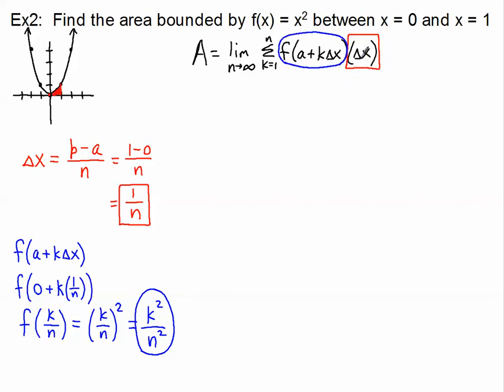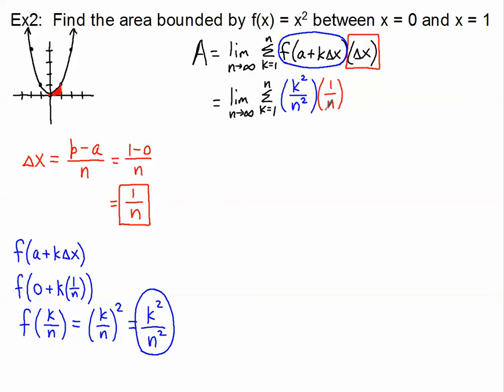So we have our two pieces. We have our width, that's here in red, and we have our height, that's right here in blue. Let's write that all into our area formula. We'll deal with the limit at the end. Let's color code here. Our blue part is going to be this k squared over n squared. I'll put that in parentheses. And our red part will be 1 over n. Here's our width, here's our height, and now we have our problem. We'll deal with the limit at the end. We're going to do our summation right now.